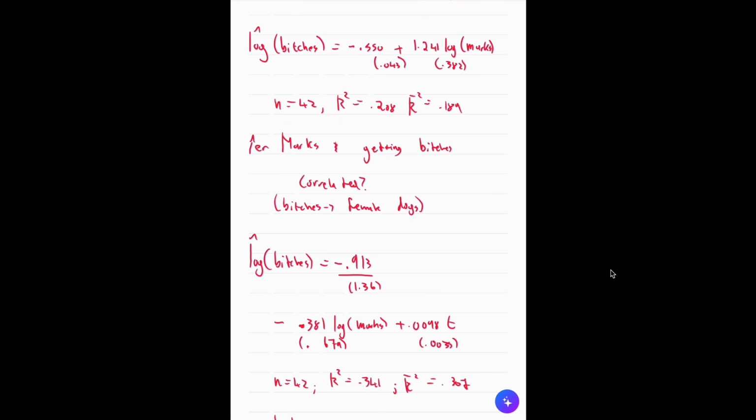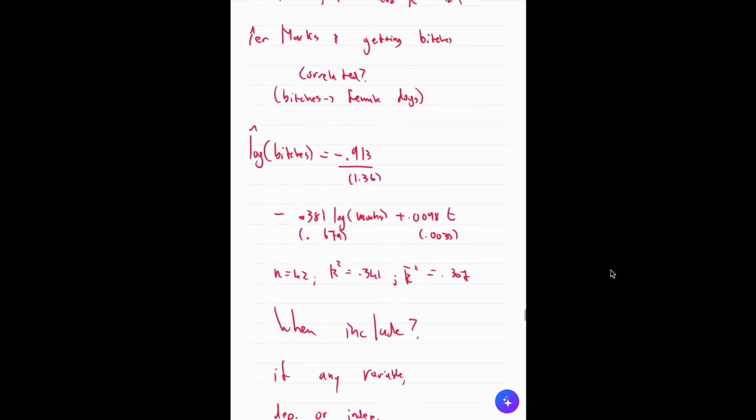But really, what's happening here is that there's a trend in both. There's a trend in the marks that people are getting, and there's a trend in the bitches that people are getting, but the two aren't necessarily related, right? And what I mean here by bitches is female dogs. Obviously, the amount of female dogs being adopted over time is going up, right?